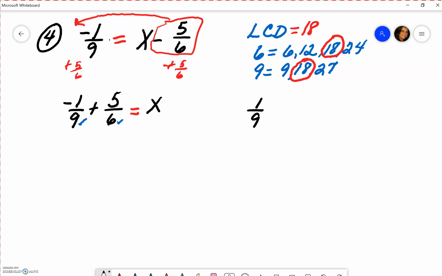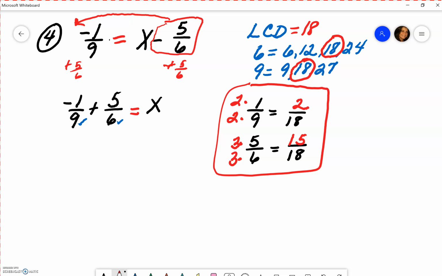All right, so I'm going to set up my fractions. We have 1 over 9. We know that denominator is 18, and we have 5 over 6. Now we're coming up with our equivalents. So we know that, let me change my color, 3 times 6 is 18. So 3 times 5 is 15. And then we know that 2 times 9 is 18. So 2 times 1 is 2. Now we have our equivalent fractions.